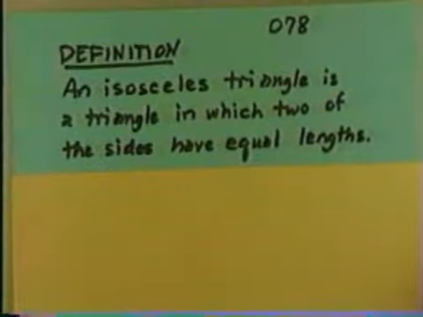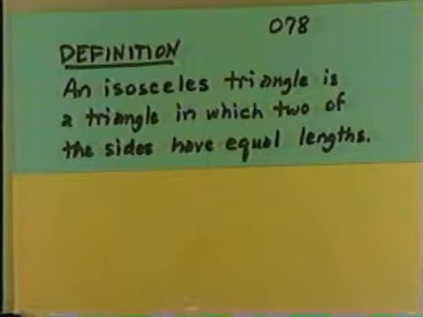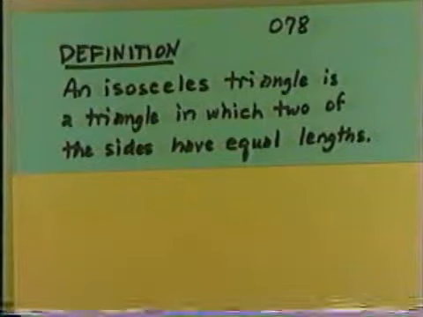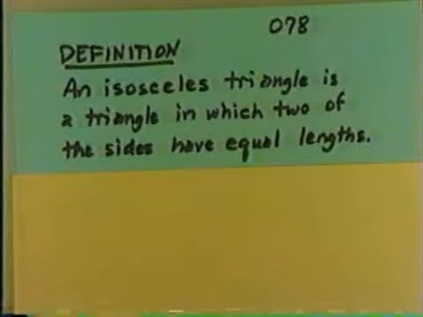We now need a definition before we do our next example. The definition says, an isosceles triangle is a triangle in which two of the sides have equal lengths.